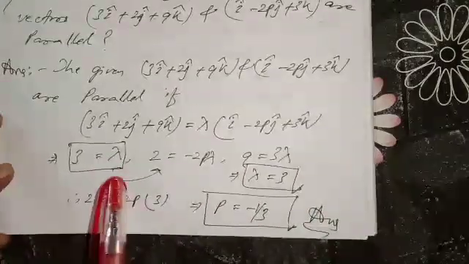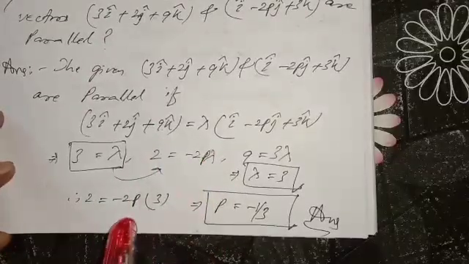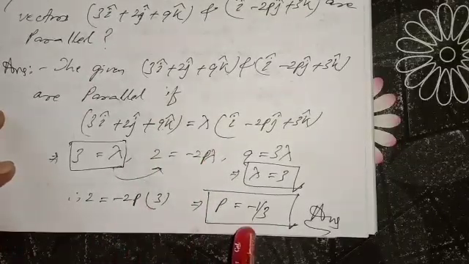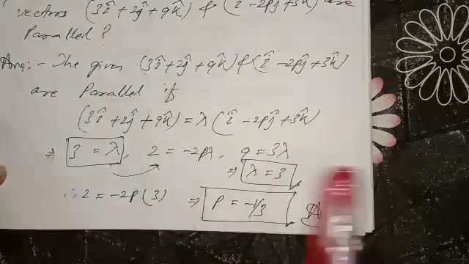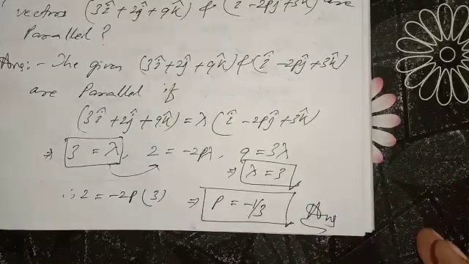After that, put the value of lambda in the second equation, you will get the value of the unknown quantity, that is p, coming minus 1 by 3. Two questions completed. Let us go to the next question.